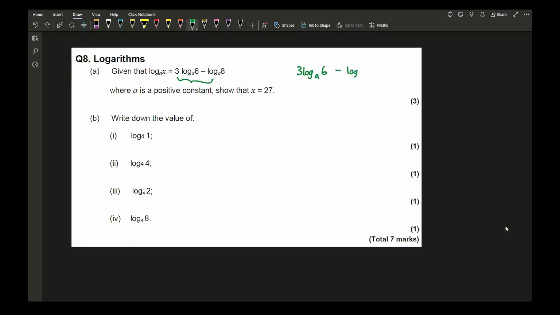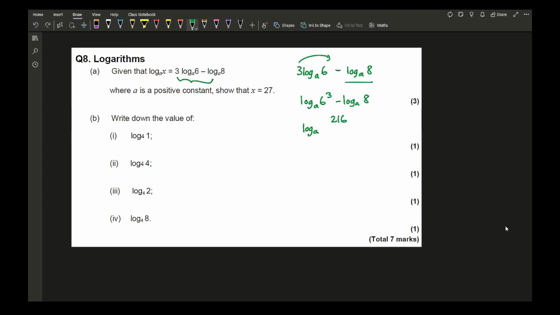So here I've got 3 log a 6 minus log a 8. Now this one here is absolutely fine. It's this one that I need to change. So I need to move the 3 to the front. So here I've got log a 6 cubed minus log a 8. And again, using the rules of logs, when you're taking away, it's dividing. So I've got log a, and it's going to be 6 cubed, which is 216 if I've last checked.